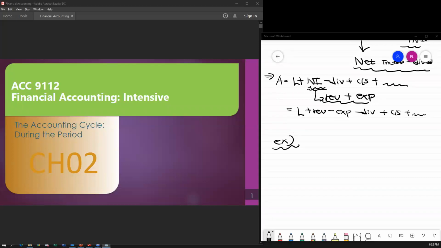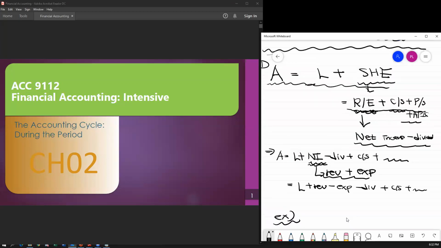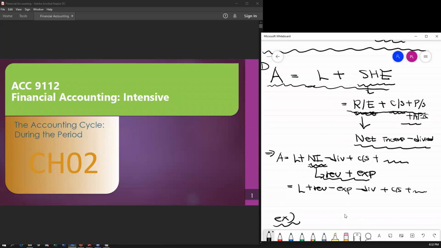Any other questions? Yeah, just a question. Is there, in the stockholders' equity, it's not here, but what is contributed capital? Because sometimes I've seen something like that in some equations where they have contributed capital, but it's not here.